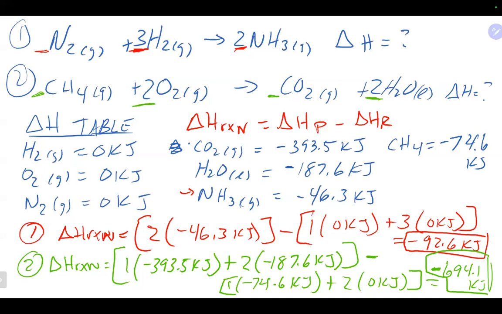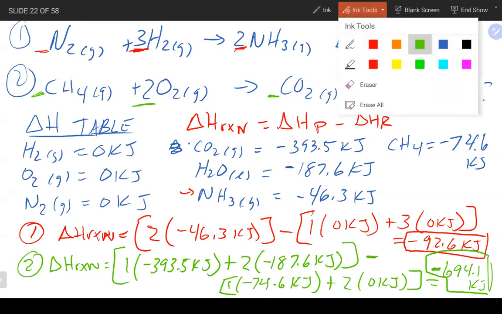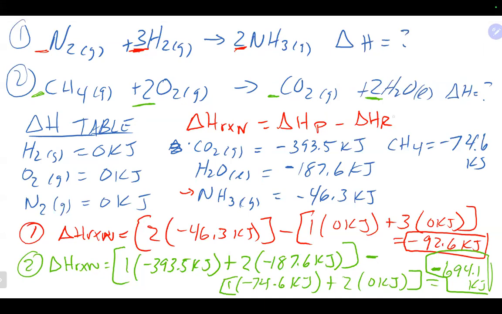They are sometimes referred to in the table as a delta H of formation. So you'll sometimes see delta H of F on the bottom for formation. And that is sometimes what the table values are referred to. Any questions on any of that there? Yeah.